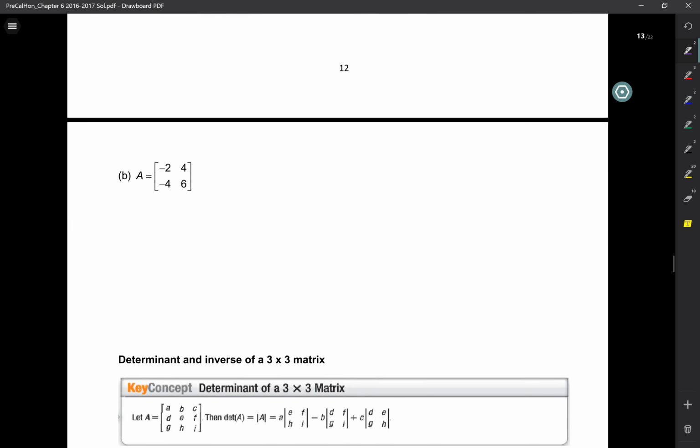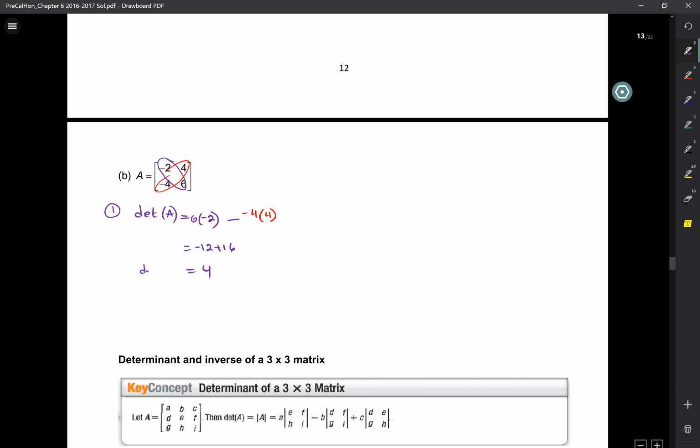All right, so first, I find the determinant of A, and the determinant of A is going to be 6 times negative 2 minus negative 4 times 4. All right, and that'll be negative 12 plus 16, 4. So the determinant is always going to be a number. It could be positive or negative, it doesn't matter, but it's always a number. So that's the determinant.